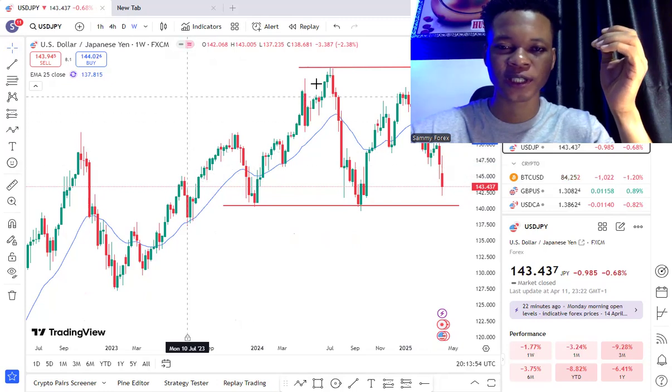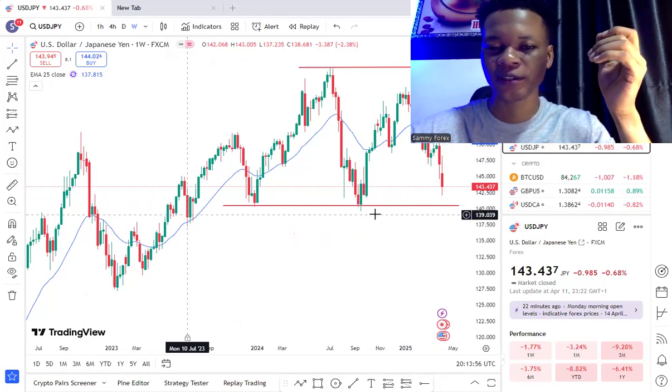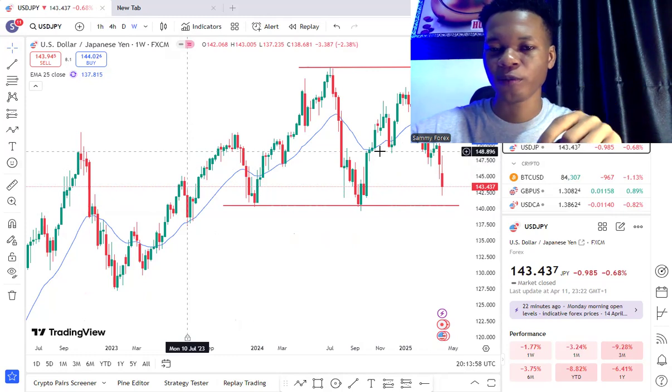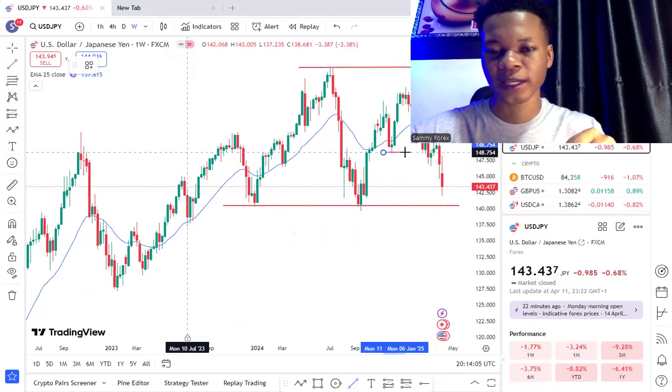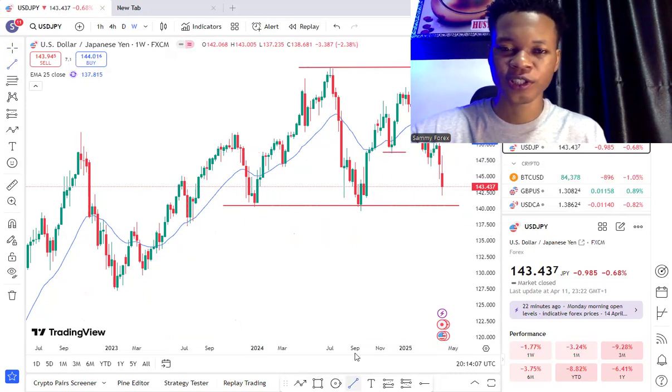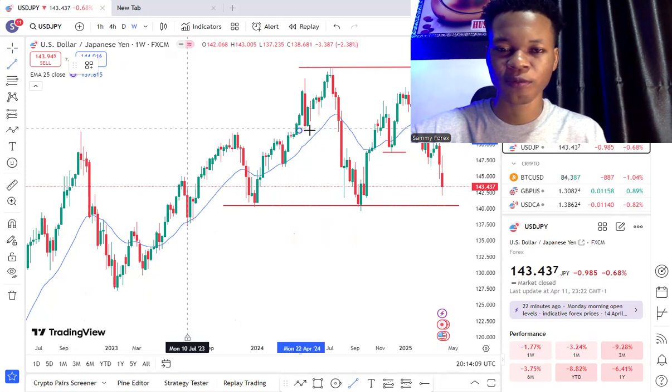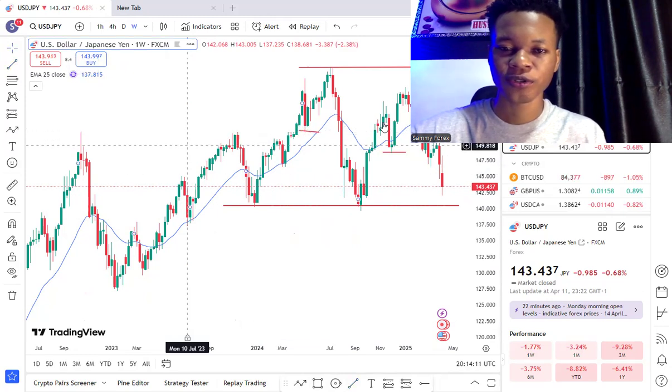Price was in an uptrend here and now shifted here. None of the lows have been broken here, but this low has been broken. You notice price came all the way to this low and then took it out. And when price took out this low, what happened? Price came all the way to this particular one to test and then tried to make a pullback.